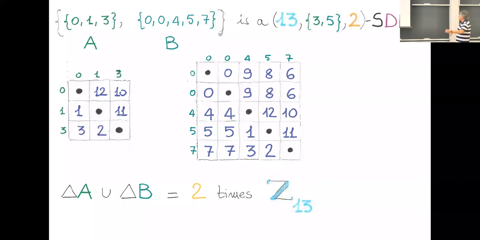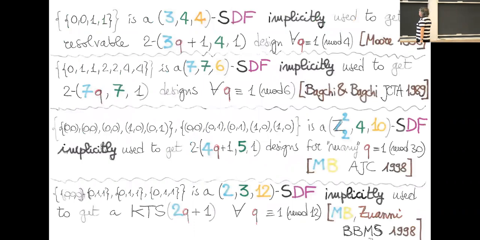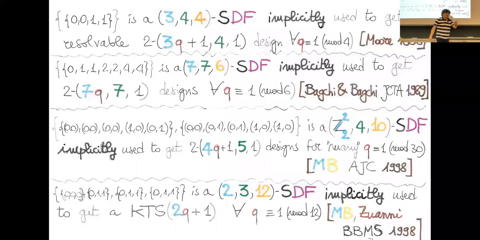I told you, I don't like to give the technical details. It would be even more boring than what I'm saying. Just to give you an idea, they were implicit in the literature since the 19th century. For instance, this single block 0, 0, 1, 1 is readily seen to be a (3, 4, 4) strong difference family. We are in Z3, if you take the difference multiset, because it is only one block. And this difference multiset was implicitly used by Moore to construct the resolvable designs with these parameters. It is implicit in the construction.